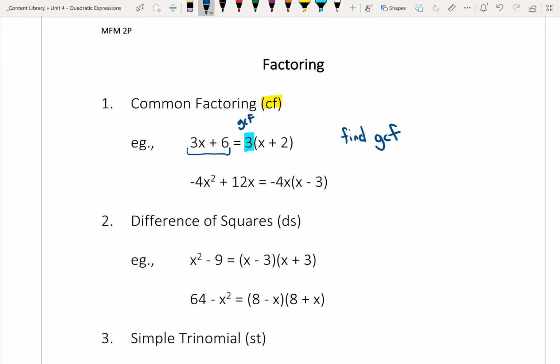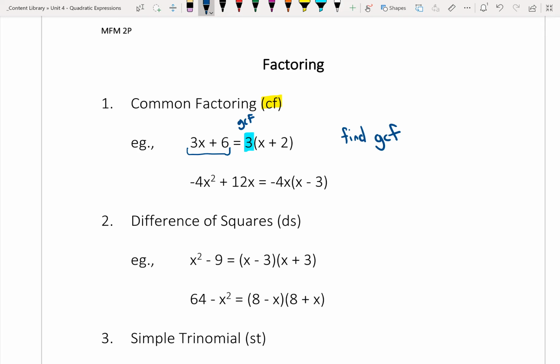What happens once we find our greatest common factor is we remove that from the expression by taking it out and then dividing everything else by it. We can see the 3, or the greatest common factor, has come out. I've put the rest of the terms in brackets and I've divided everything by 3. 3x divided by 3 is x. 6 divided by 3 is 2.